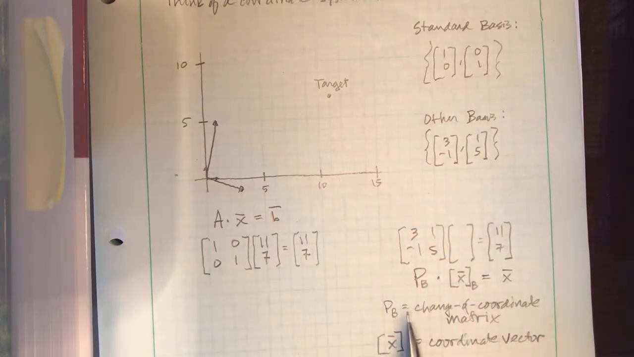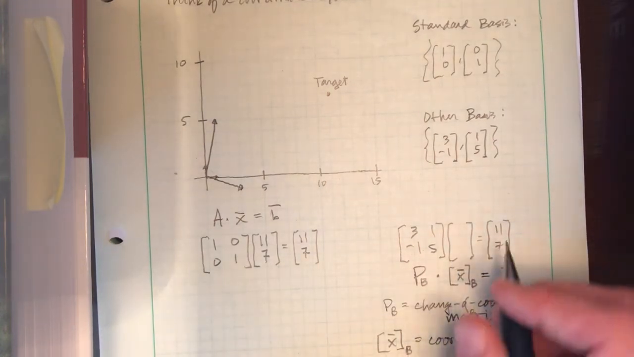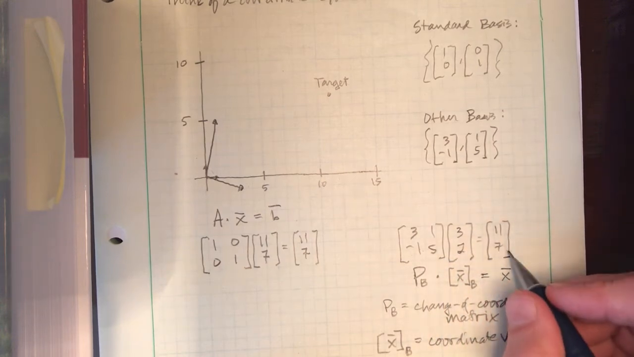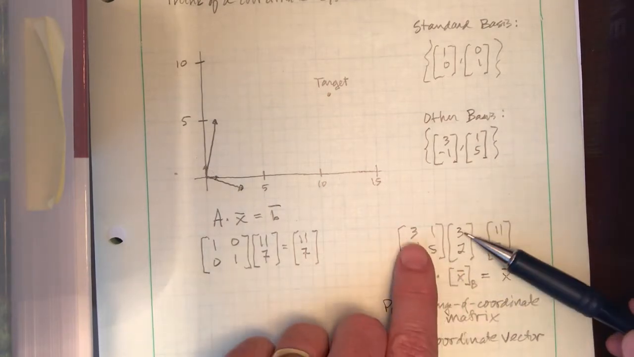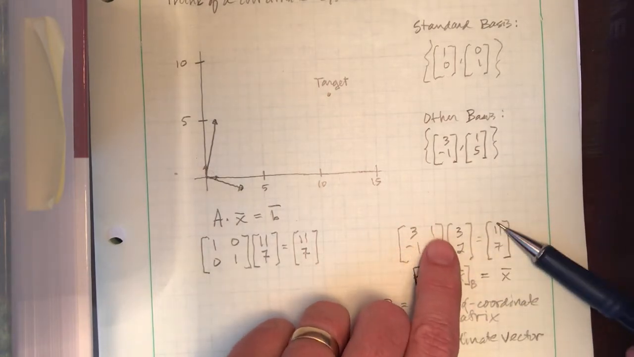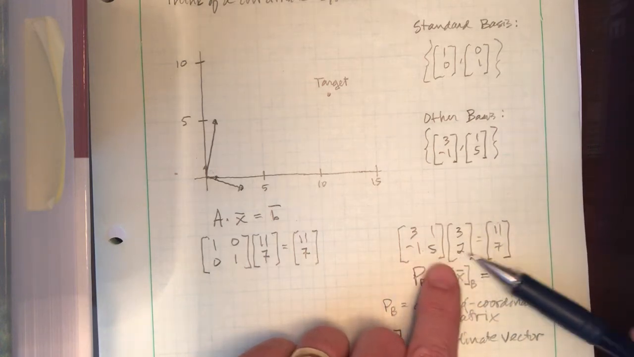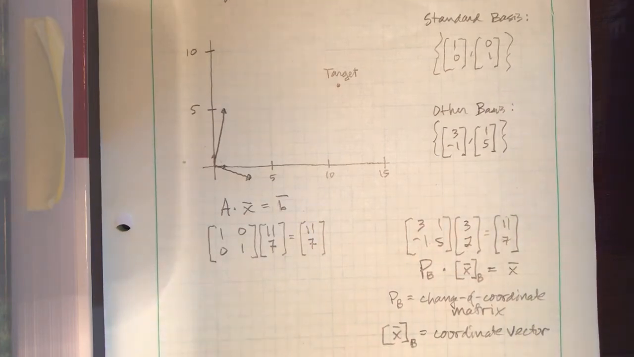So let's just verify. I'll go ahead and fill this in. It turns out if we have 3 of the first column and 2 of the second, we'll get this target vector. And let's verify. Row by column, 9 plus 2 is 11. Bottom row, -3 plus 10 is 7. So let's look at 2 examples for how we pull this together.